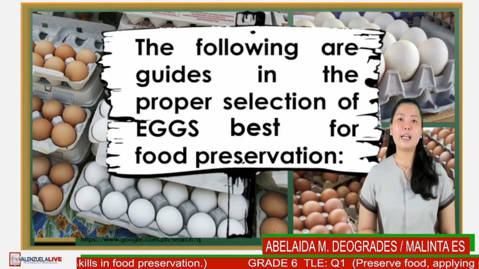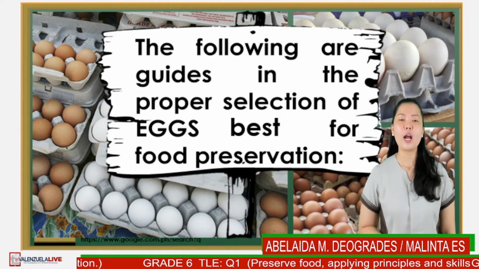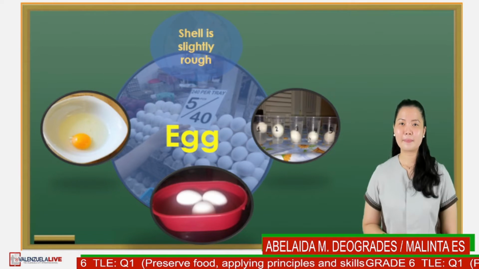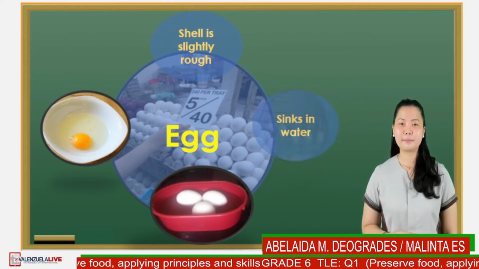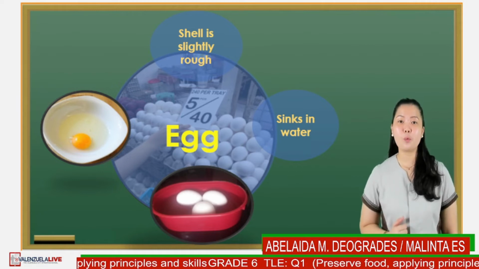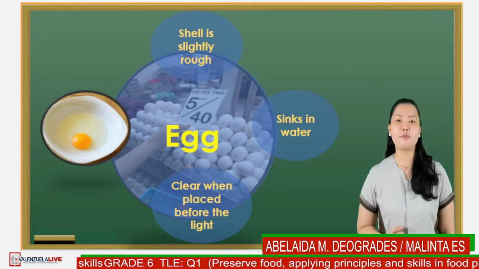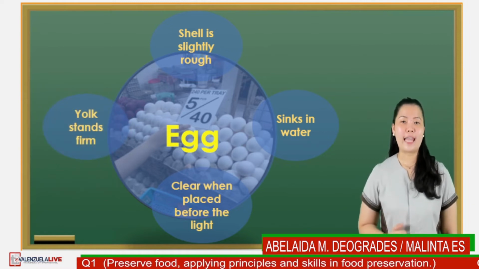Here are other and last guides in the proper selection of eggs best for food preservation. Shell is slightly rough. It sinks in water. It is clear when placed before the light. And last, its yolk stands firm.